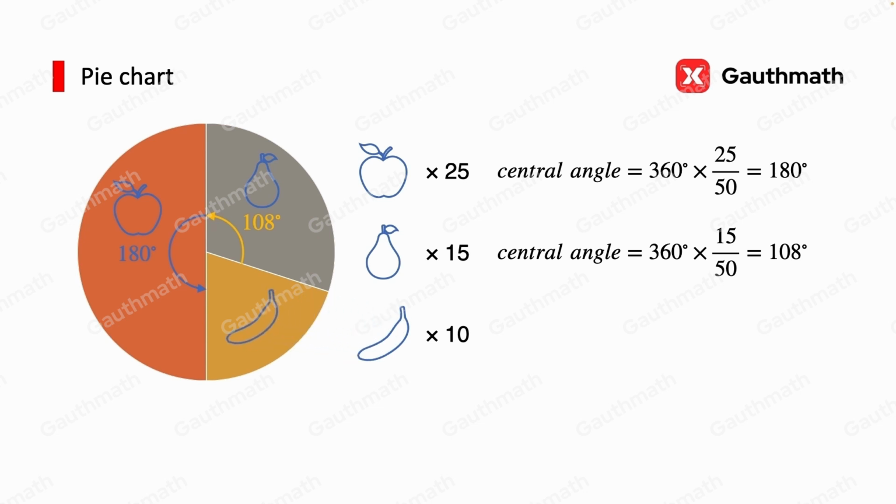Remember, there are 360 degrees in a full circle, and so the slice representing the bananas must be 72 degrees, because 360 minus 108 minus 180 is equal to 72. But we will double check whether it's correct anyway using the steps we had before. 360 degrees times 10 bananas over 50, the total, equals 72 degrees. Yay! And finally, we have a complete pie chart representing the proportions of each fruit in the basket.